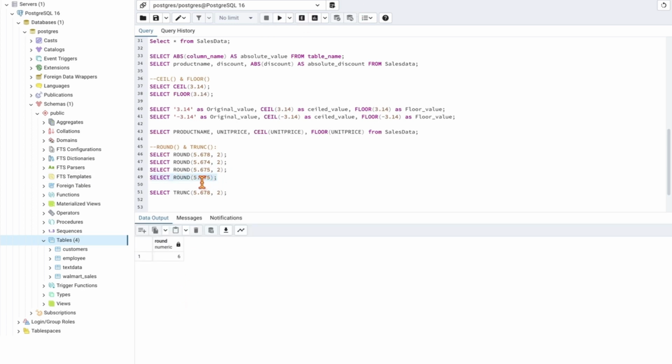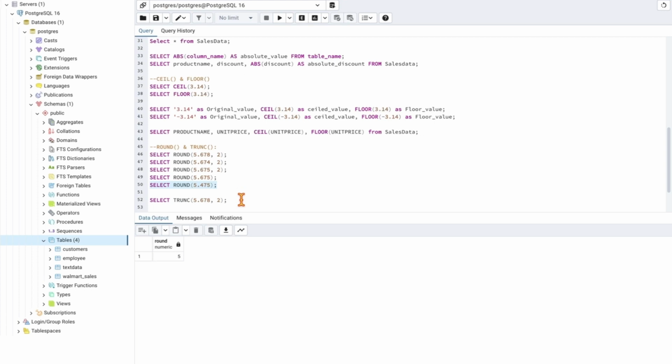In that case, it totally rounds off to the integer. Since it is 5.6, the output is 6. If I do round off 5.4, the output is 5 because it is less than 5. So the integer is rounded down. That's how the round function works.